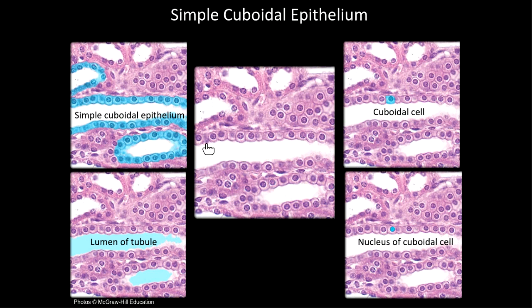And in this case, look, again, what's highlighted in blue is the tissue, the simple cuboidal. And again, this one, for example, is showing a long, narrow sort of lumen, or tube.